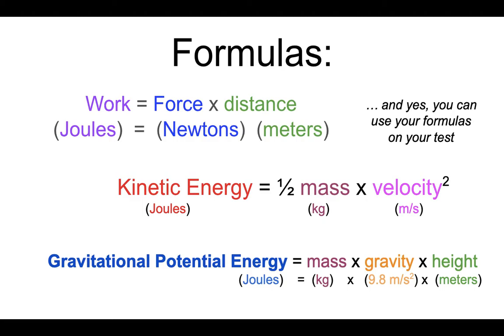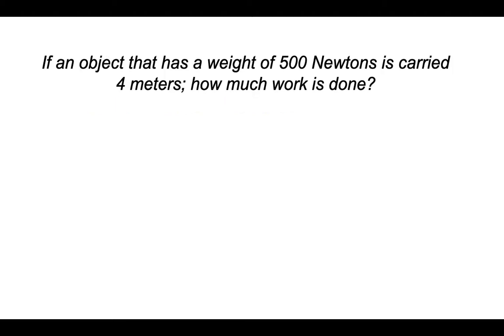Kinetic energy is in joules. Mass, whenever we do mass, we'll do it in kilograms. Velocity or speed is going to be in meters per second. And then for gravitational potential energy, you see mass again, and gravity, or the acceleration due to gravity, is in a unit called meters per second squared. And here on Earth, things fall to the ground at 9.8 meters per second squared. And then height again is going to be in meters.